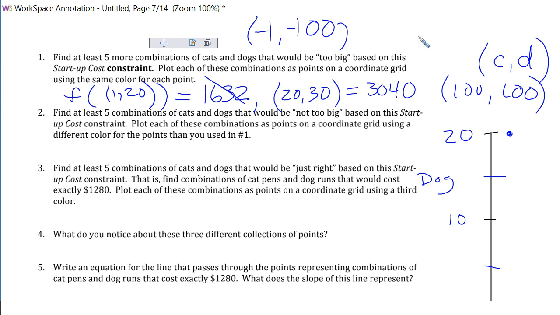All right, now let's find combinations of cats and dogs that would not be too big. Okay? And let's plot them. So let's just do this quicker. Five cats and 1 dog. Right? That would be cheap enough. What else? 10 cats and 3 dogs. That would work. I agree. Okay.